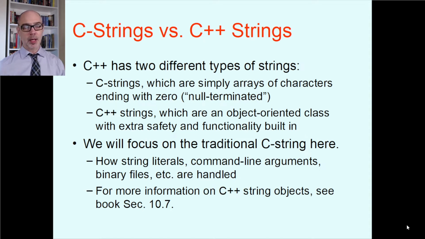Why are we going to do that? Well, that's actually how string literals, the things in double quotes in your code, are actually stored in memory. That is how command line arguments come into your main function from the command line, actually. That's how binary files can be written in a very efficient and very easy manner, which we'll talk about in chapter 12. So there's a bunch of really fundamental things built into C and C++ that assume you're using C strings, very simple character arrays.